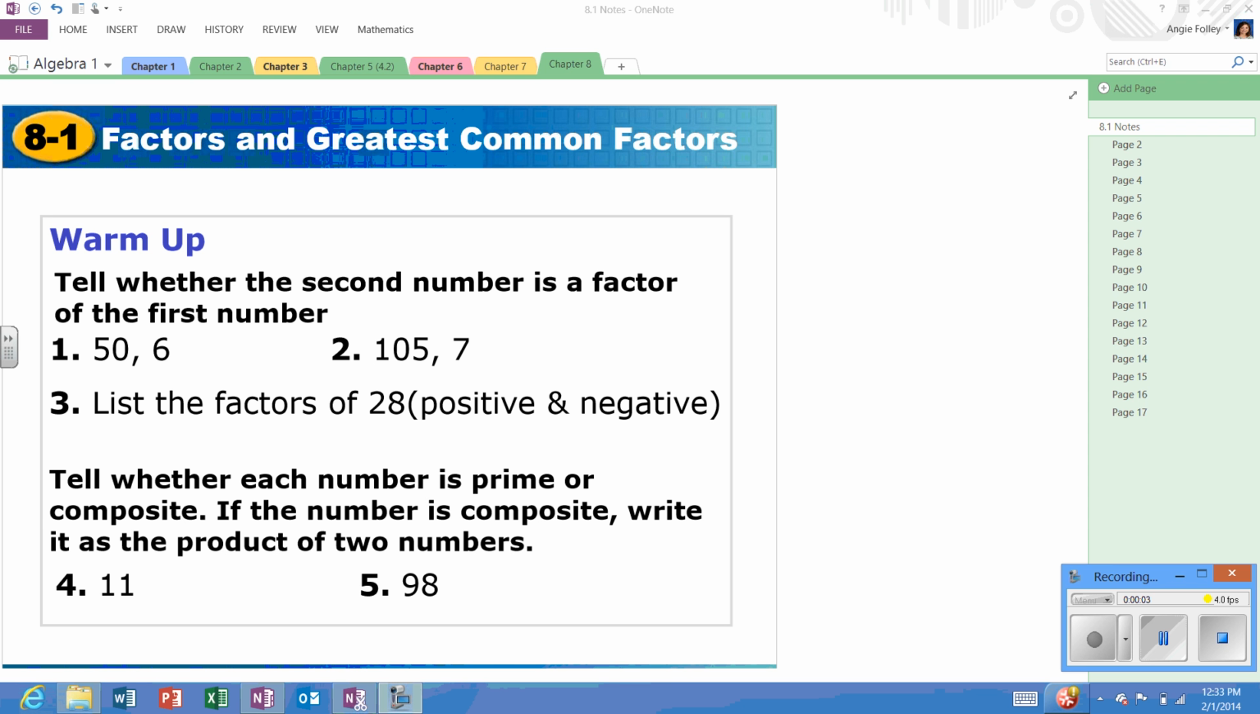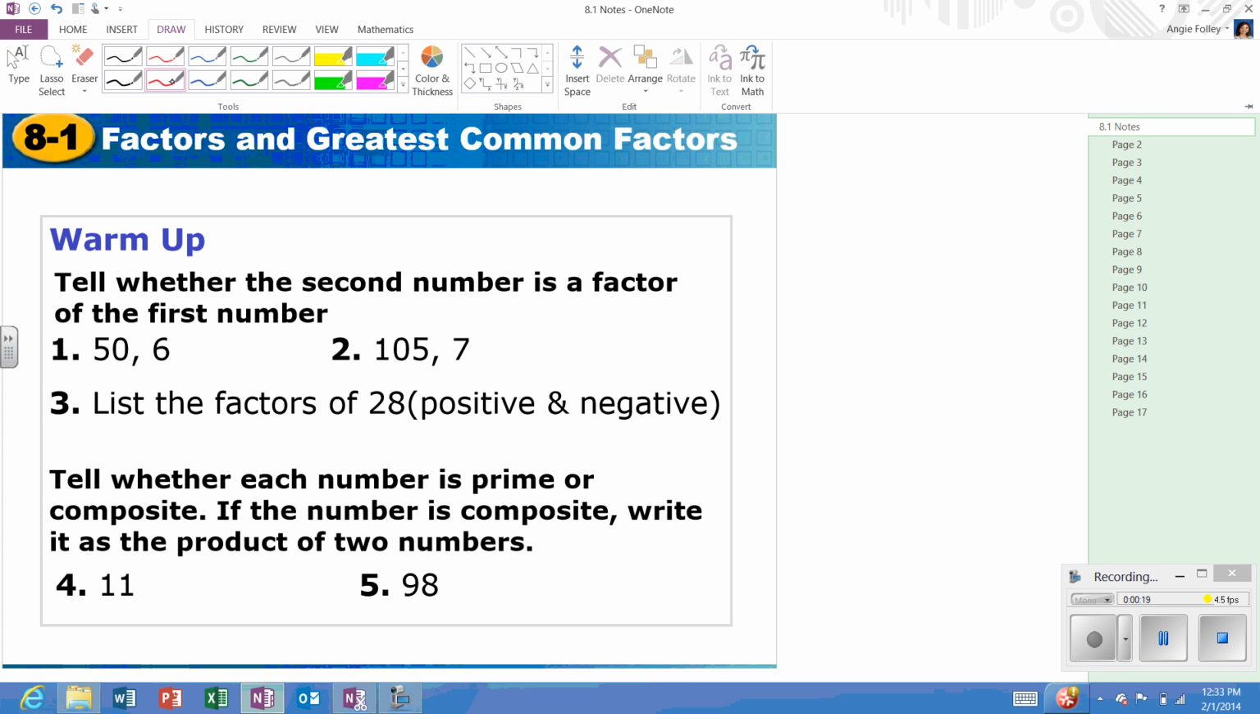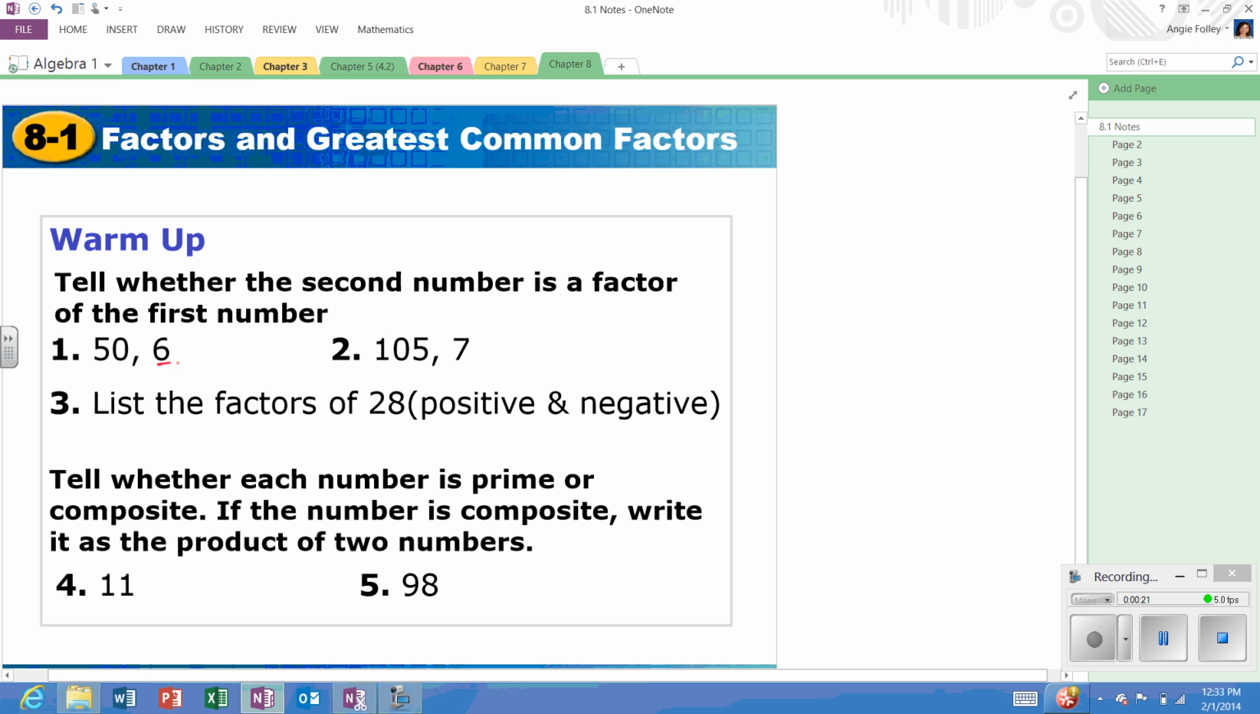Okay, everyone, this is lesson 8.1 for Algebra 1. We're looking at factors and greatest common factors. Let's start with our warm-up. So our first directions tell us to state whether the second number is a factor of the first number. So what they mean is, does this second number go into the first number evenly? Can we divide this second number into the first number evenly?